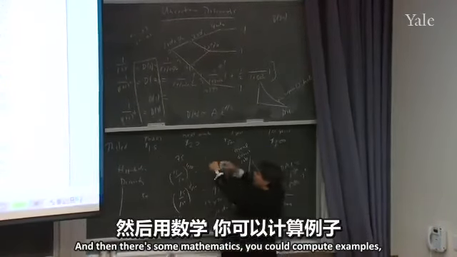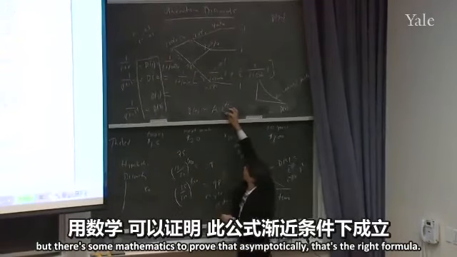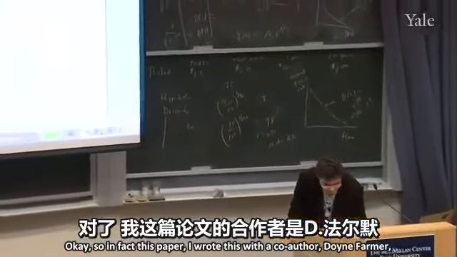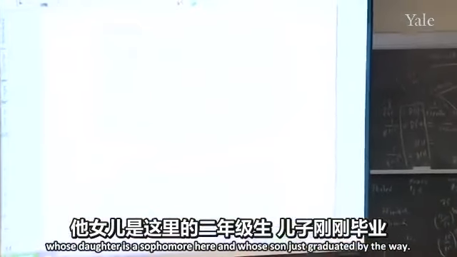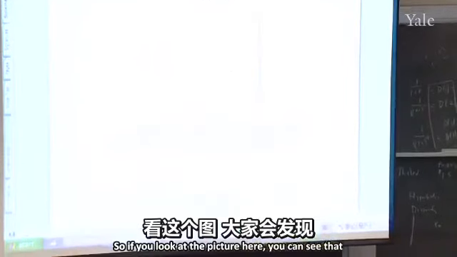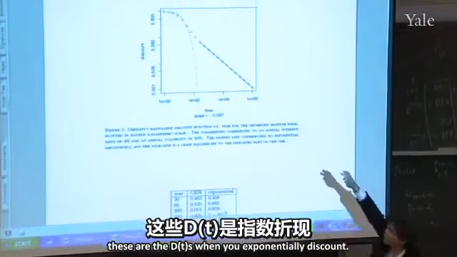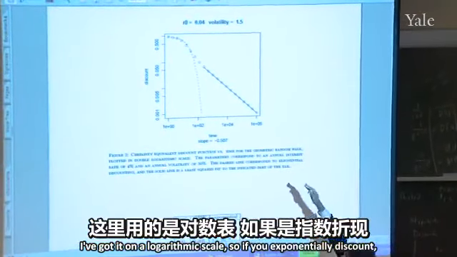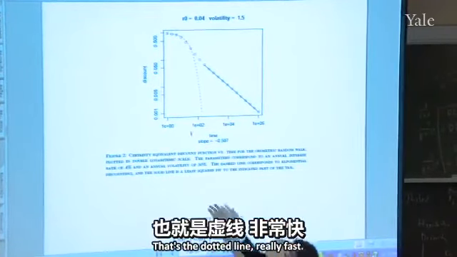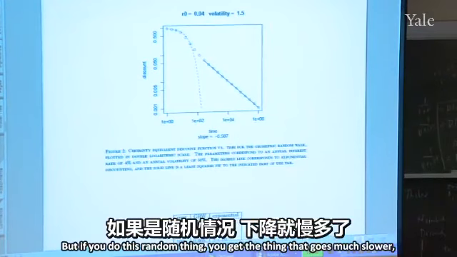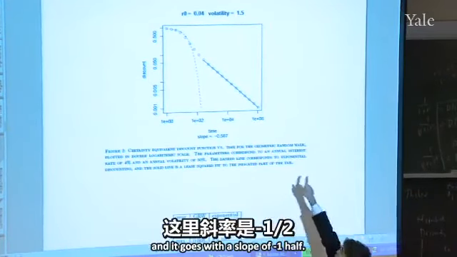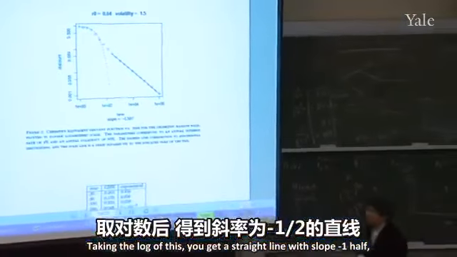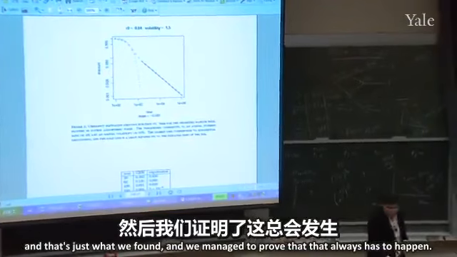And then there's some mathematics to prove that asymptotically that's the right formula. You can compute examples, but there's mathematics to prove it. In fact, I wrote this paper with a co-author, Doyne Farmer, whose daughter is a sophomore here and whose son just graduated, by the way. He's in Santa Fe. If you look at the picture here, you can see these are the d of t's. I've got it on a logarithmic scale. If you exponentially discount, the d's drop off really fast. That's the dotted line. But if you do this random thing, you get something that goes much slower, with a slope of minus a half. Since I plotted on a log scale, taking the log of this gives a straight line with slope minus a half, and that's just what we found, and we managed to prove that that always has to happen.